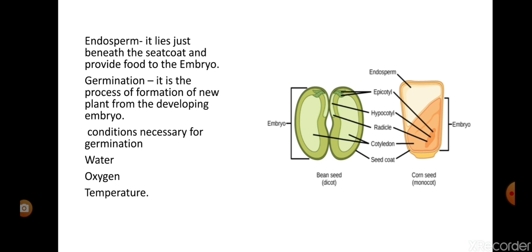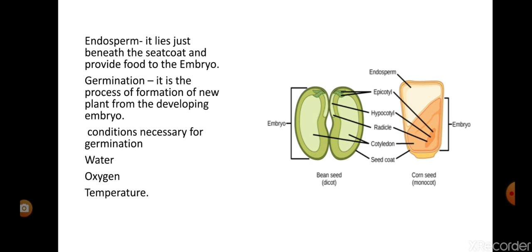Okay, so next we are coming to germination. So what is germination? It is the process for the formation of new plant from the developing embryo. So there are some conditions necessary for germination. First one is water. So without water, a seed cannot germinate. And during germination, the seed takes the water, it swells up, it breaks up, and it helps in formation of the root system and shoot system.